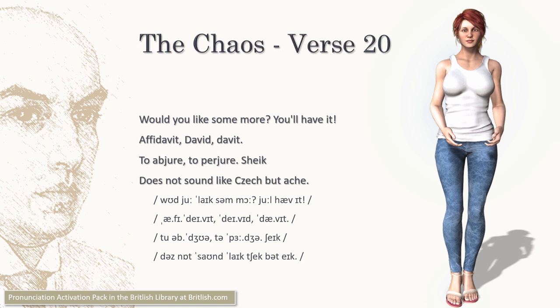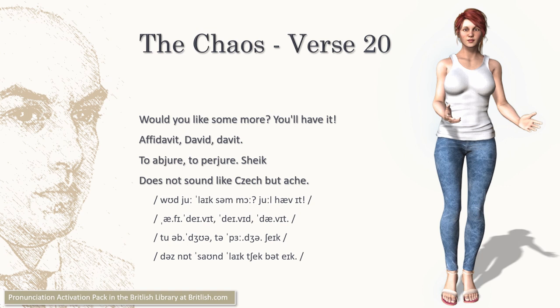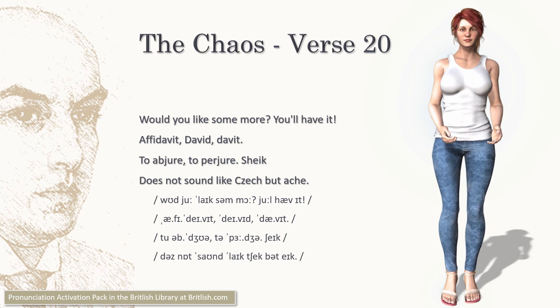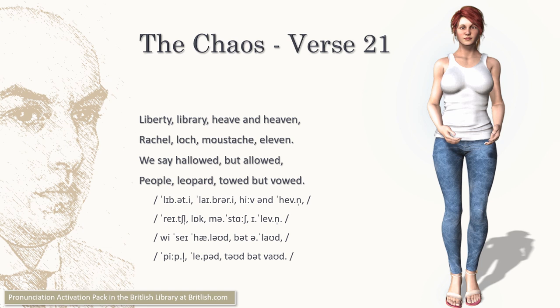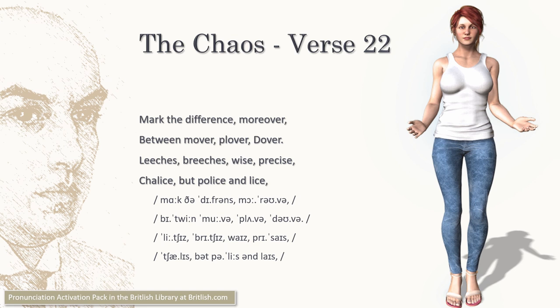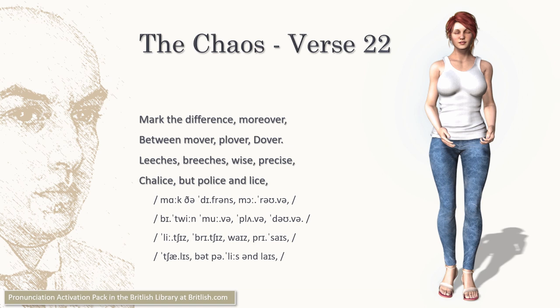Would you like some more? You'll have it! Affidavit, David, davit. To abjure, to perjure. Sheik does not sound like Czech but ache. Liberty, library, heave and heaven, Rachel, loch, moustache, eleven. We say hallowed, but allowed, people, leopard, towed but vowed. Mark the difference, moreover, between mover, plover, Dover. Leeches, breeches, wise, precise, chalice, but police and lice.